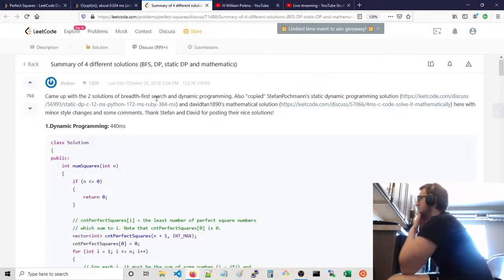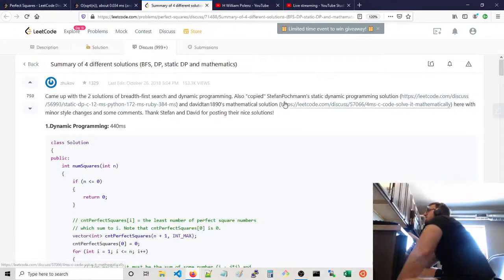Okay, with the two solutions of breadth first search and dynamic programming, also quote-unquote copied Stephen Bachman's static dynamic programming solution and David Tan's mathematical solution here with minor style changes and comments. Thanks for posting the right solutions. Interesting.